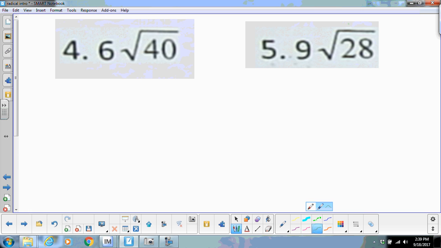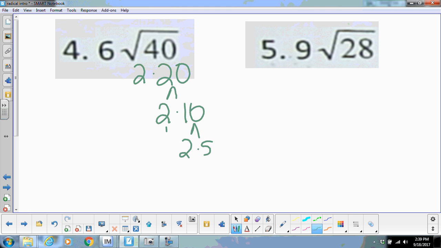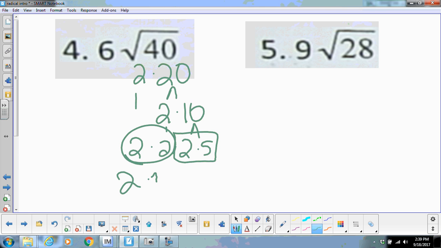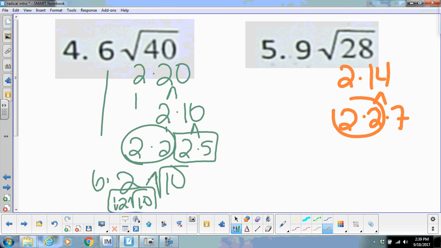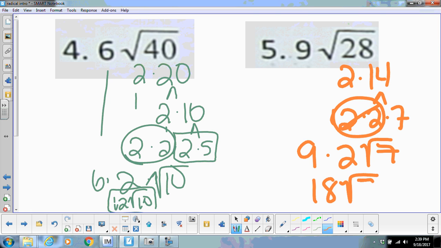Okay, so if I did the factor tree with 40, I might start with 2 and 20. 20 is going to be 2 and 10, and 10 is going to be 2 and 5, so bring these down. Pair of 2's. These are left over, so that's 2 radical 10. Bring down your 6, and you still get 12 radical 10. And same thing with 28. You might have started with 2 and 14 and 2 and 7. So there's my pair of 2's. Times 9 is going to give me 18 radical 7.